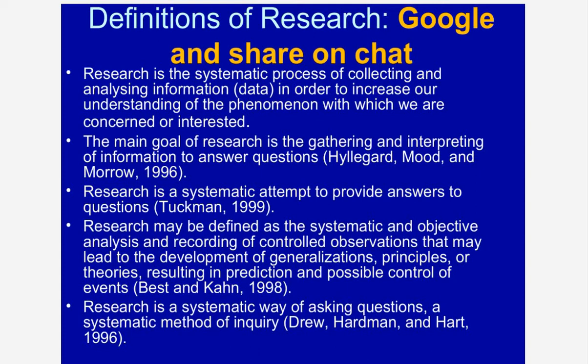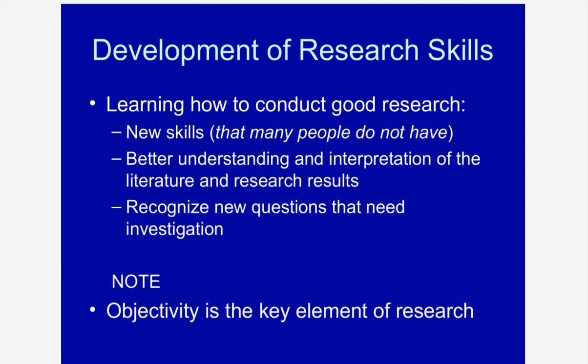So we may define research methods as a systematic and objective analysis and recording of controlled observations that may lead to the development of generalizations, principles, or theories resulting in prediction and possible control of events. So that is what Westenkamp talks about in terms of how research can be defined. And if you look at the term research, you tend to come across the word systematic way of asking questions. Systematic means it's not something that we just do haphazardly. It's something that is thought out.